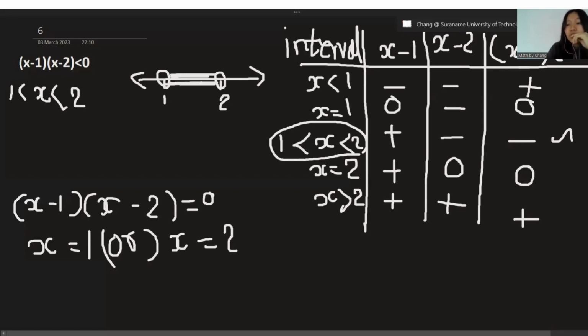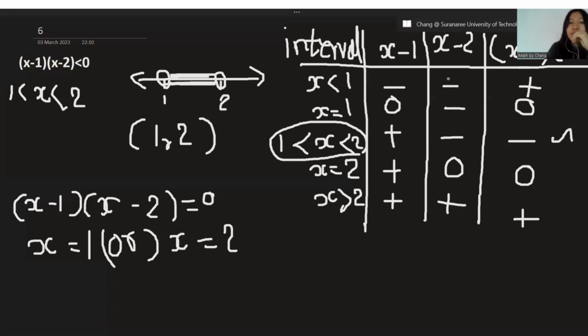And how about the notation? What will you get? For the notation, you will get the value of x is between 1 and 2, and use round brackets because the values 1 and 2 are not included. All right, so this is the second example, and let's get into the third example.